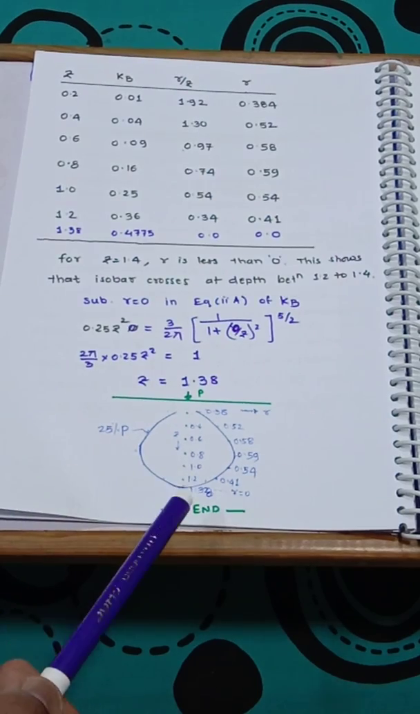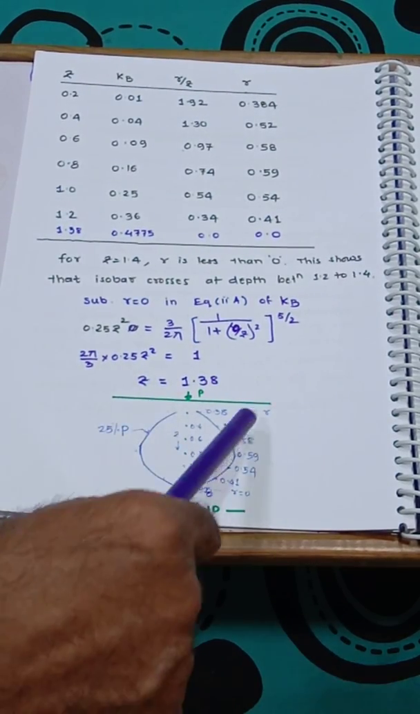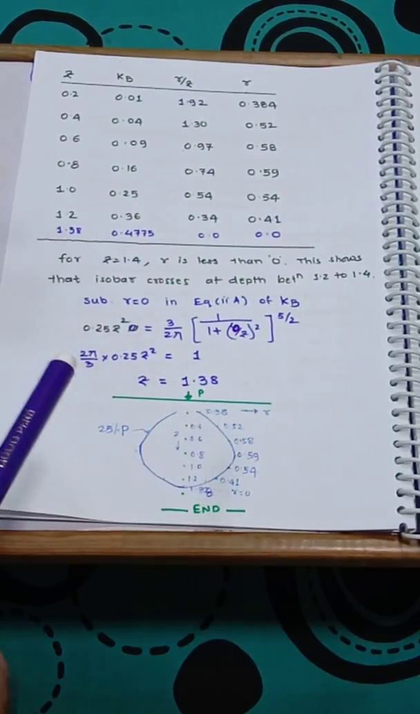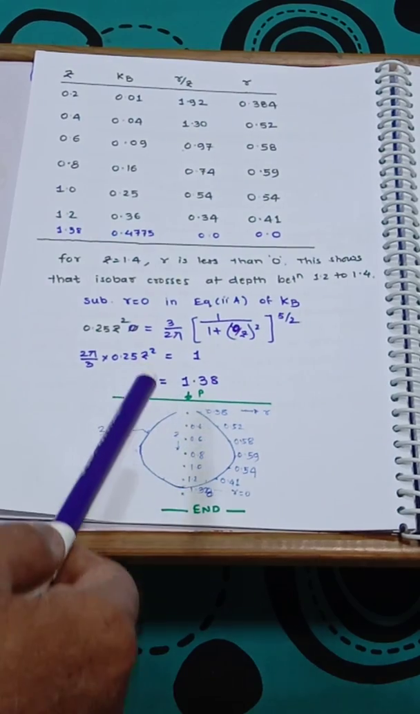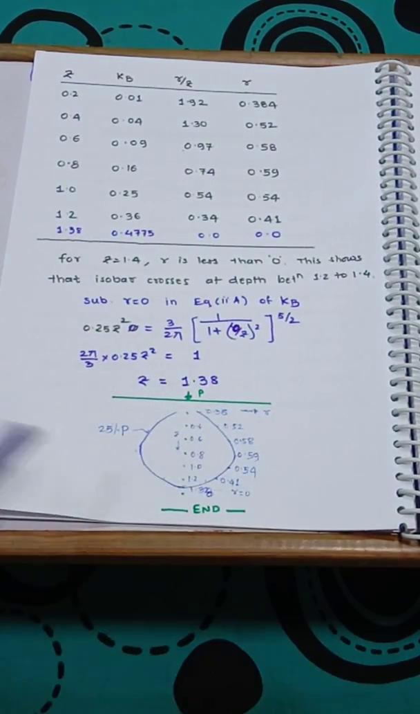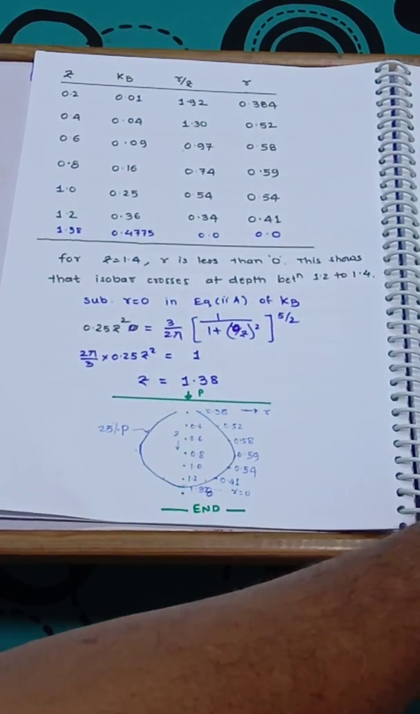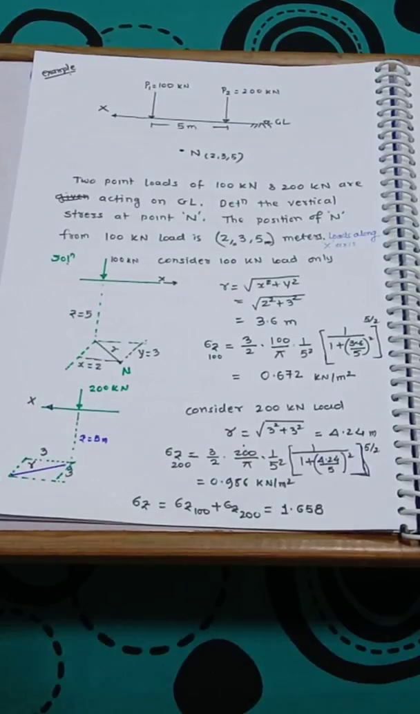You can plot it even for 1% also, so it will extend further. That means how much soil mass is involved or influenced under the stress, we can decide by drawing this pressure bulb. So let us take one simple example.